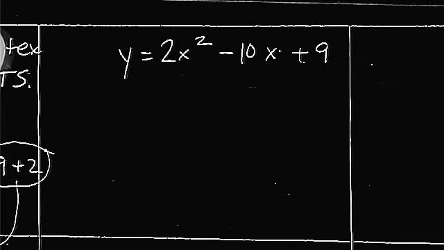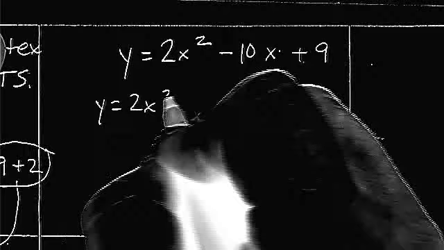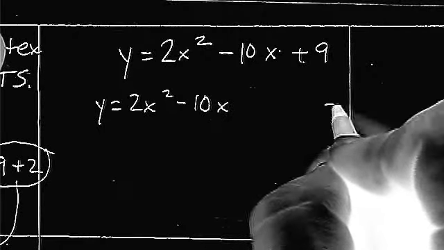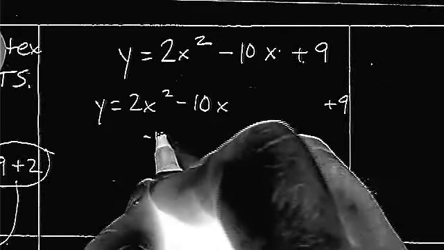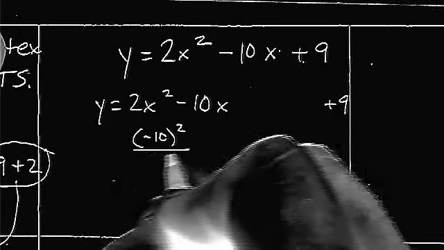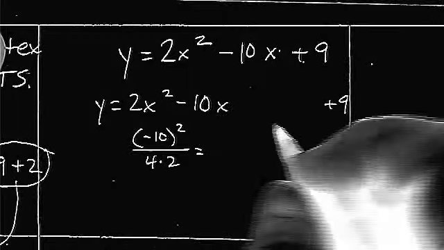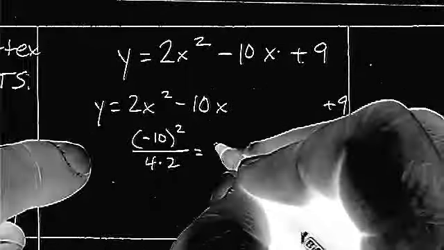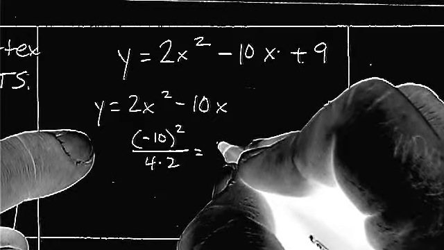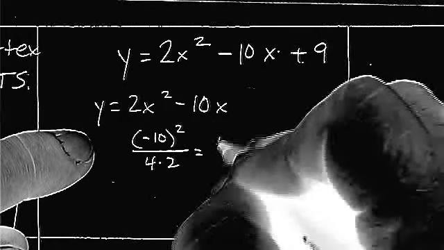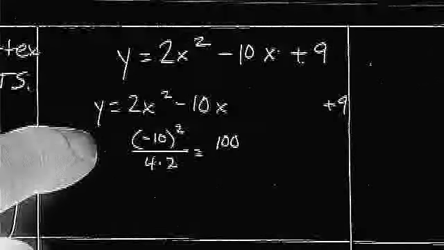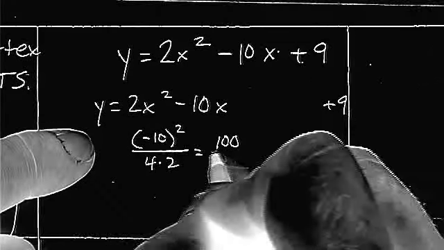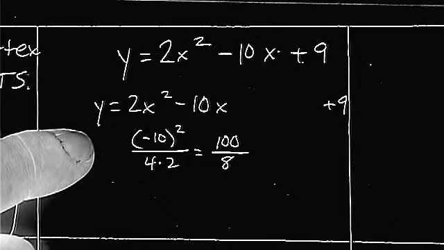Okay, so here's another one we can practice with. It's a little bit more complicated. So we have y equals 2x squared minus 10x, and we'll put the plus 9 over here. And we'll do the b squared over 4 times a, right? That's 100 over 8.